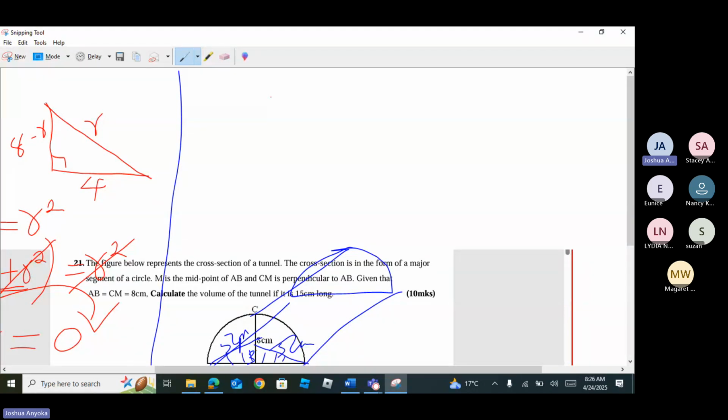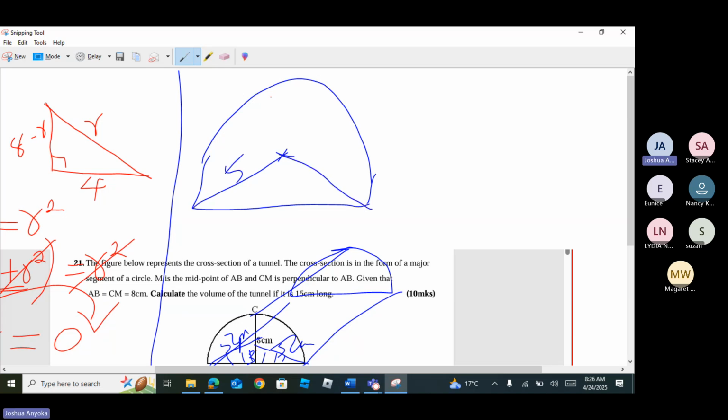So we have this circle. Let me exaggerate it a bit. And then we have this one. We have 5 centimeters, 5 centimeters. This is the center. This distance is 3, and this one is 4, then 4. Let's find this angle at the center.